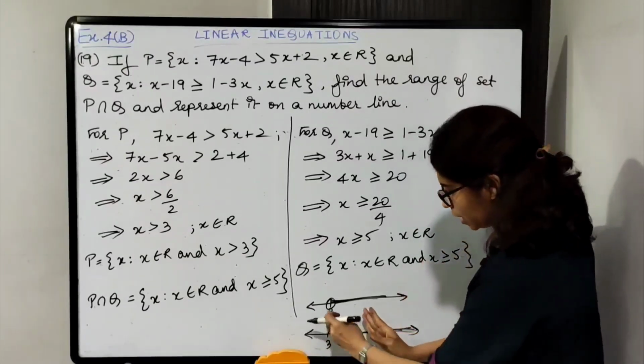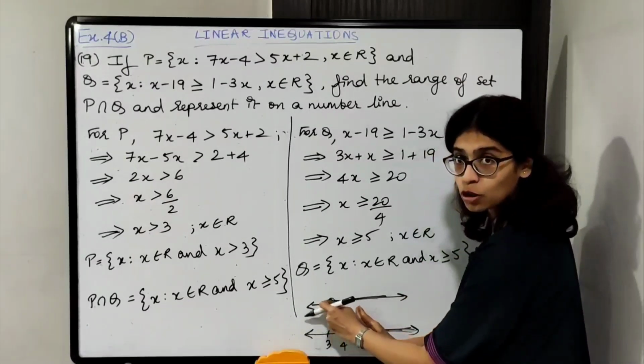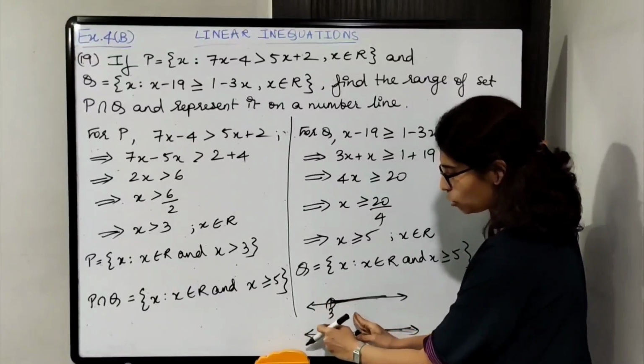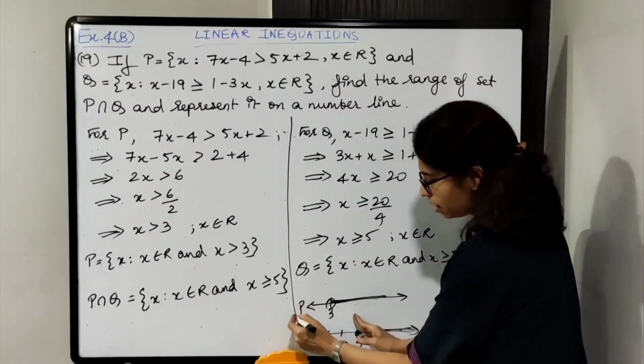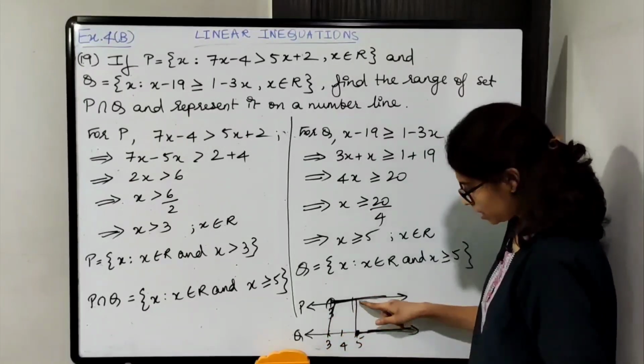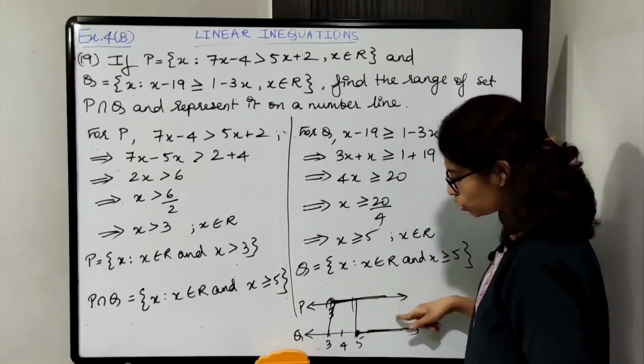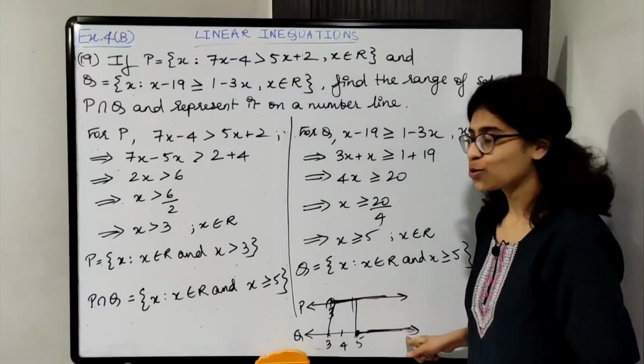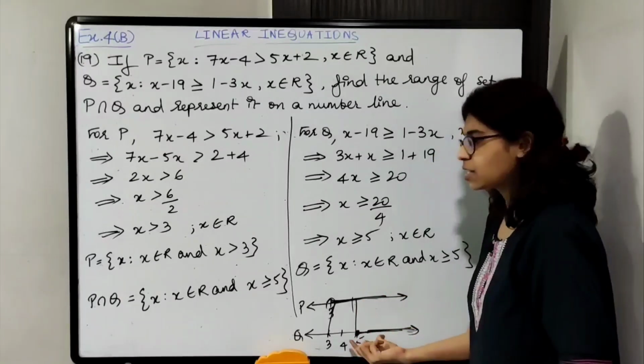You can see the 3 to 5 part is non-common. This part is in P but not in Q, the 3 to 5 range. Whereas from 5 onwards both have a common range. So you'll consider x greater than or equal to 5.